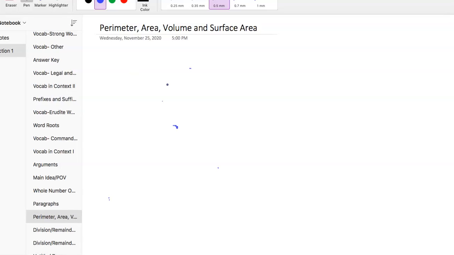All right, this video is on perimeter, area, volume, and surface area. Sorry, just erasing some stuff here. Okay, so we'll do perimeter and area first. Those are easier.